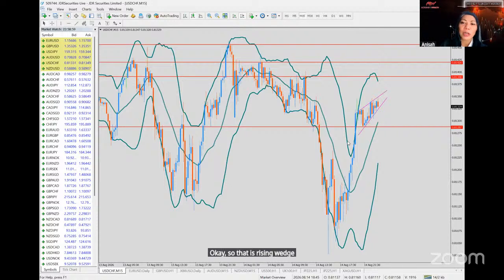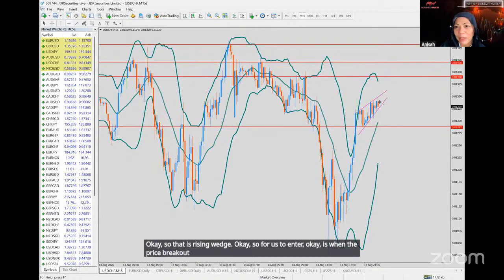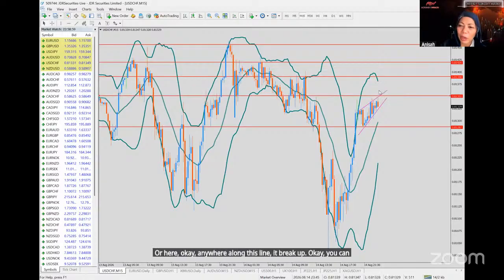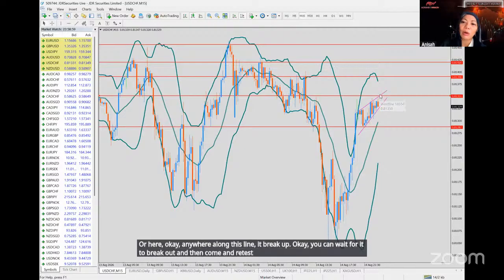Okay, so for us to enter is when the price breaks out of this chart pattern. It can be here or here. Anywhere along this line it breaks out. You can wait for it to break out and then come and retest, or upon breakout also can. Because if it breaks out, it just corrects a little bit, so the risk is really small.